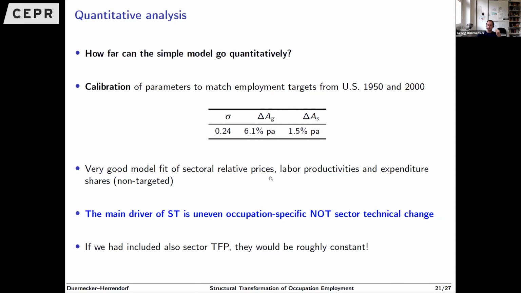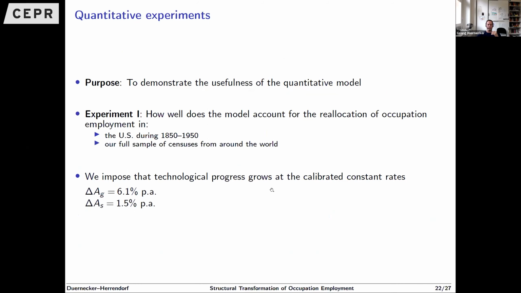And again, the only driver that's required to match this is uneven occupation technological change. And then the last thing I want to say is that to demonstrate the usefulness of the model, we run 2 experiments. In the first experiment, we take the calibrated model, we feed in technological change, and we ask how well the model can match the US in the period before the 1950s. The data for the US starts in 1850, and we can ask how well the calibrated model matches the US in the period before 1950.